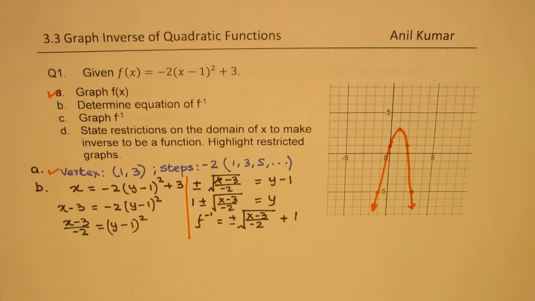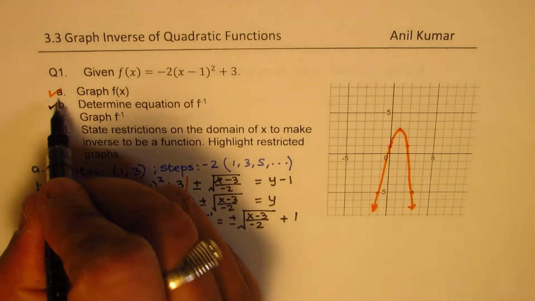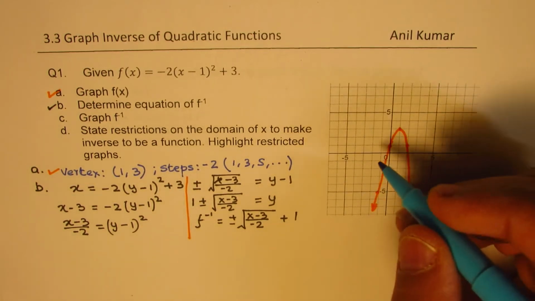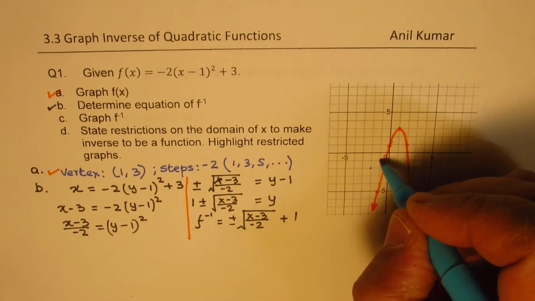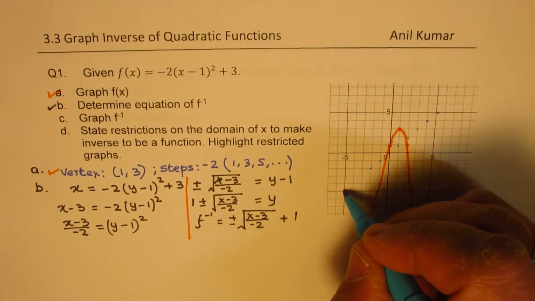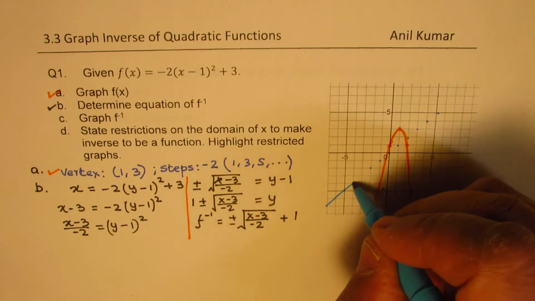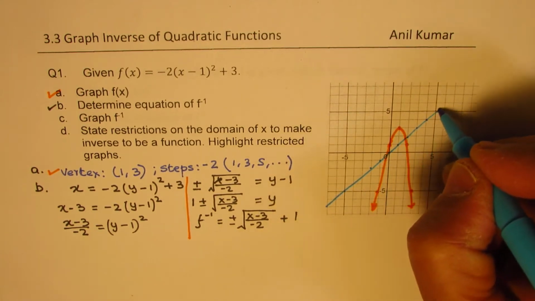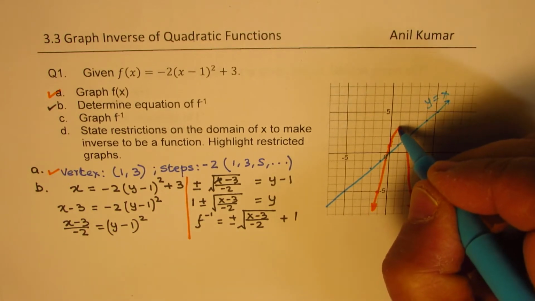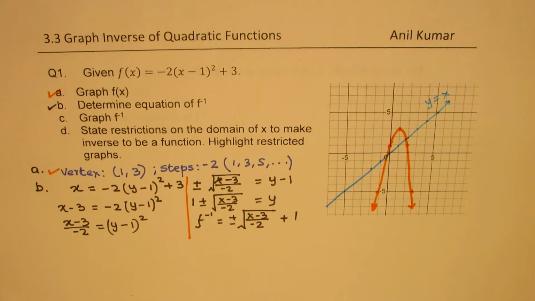Okay, now to graph f inverse x, what should you do? Well, to graph, we know we have to reflect our graph on the line which is y equals x, right? So y equals x is kind of this line which goes diagonally. So I'm just sketching a light line here which is y equals x. So we have to reflect all the points on y equals x, correct?